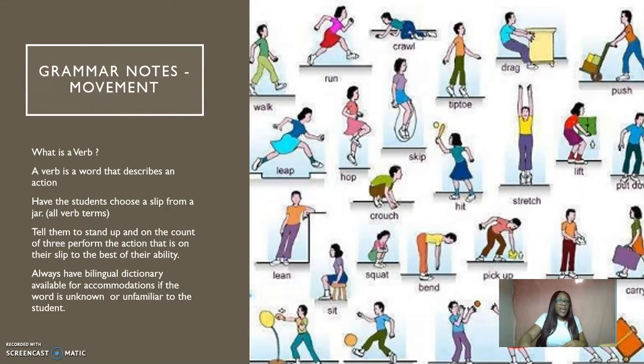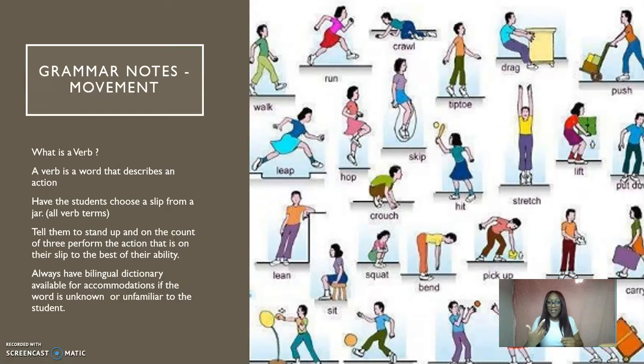And then lastly, we have verbs. And of course, I have this picture that actually shows the action with the word next to it, just in case they don't understand what the word is. So I will still do the same exact process, except this time I'm going to pass out little slips like this to each student. And on the slip, they have different verbs. So jump, whistle, clap, sing, spin, run in place, and snap.